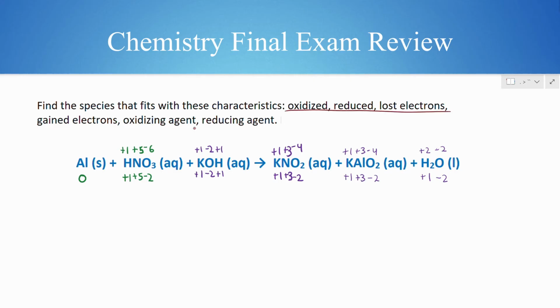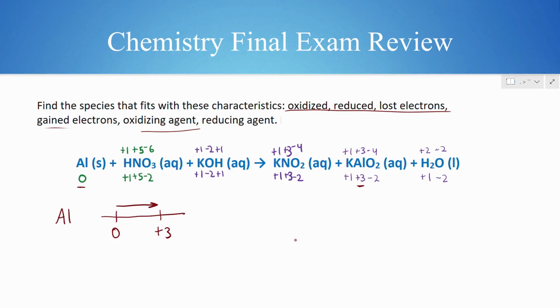So looking at this, we see that aluminum went from a 0 oxidation number to a +3 oxidation number. Just comparing these, aluminum had an increase of oxidation number. Let's see what else changed.